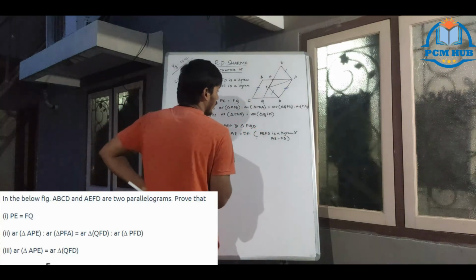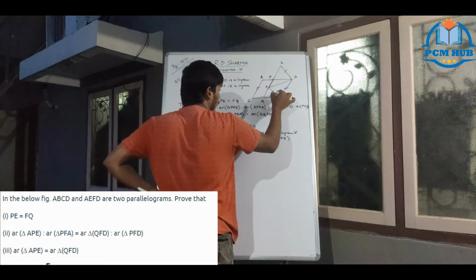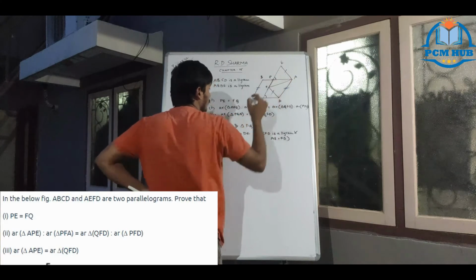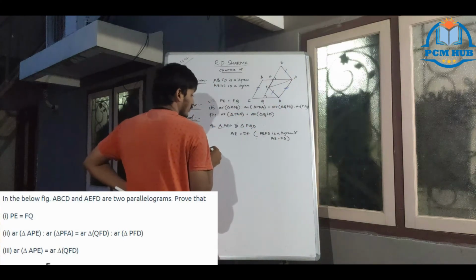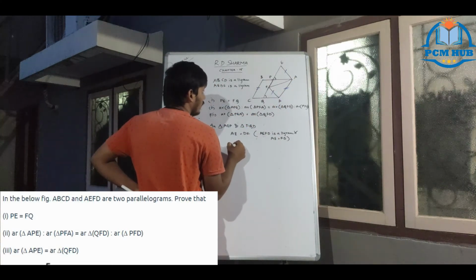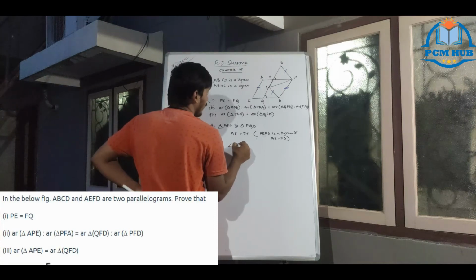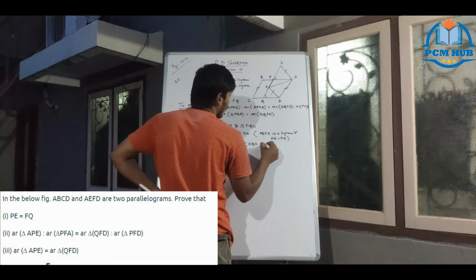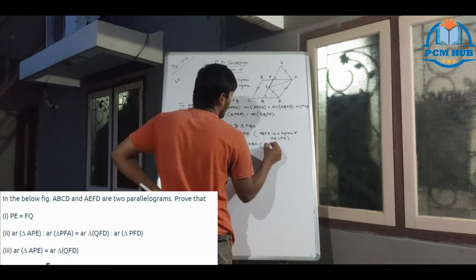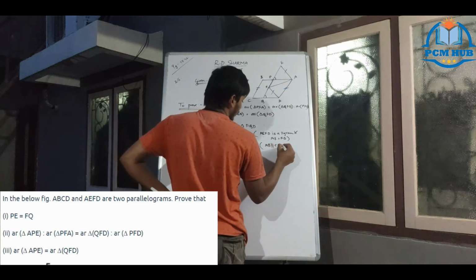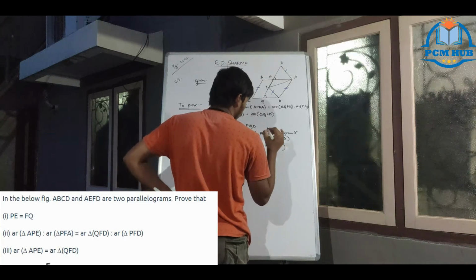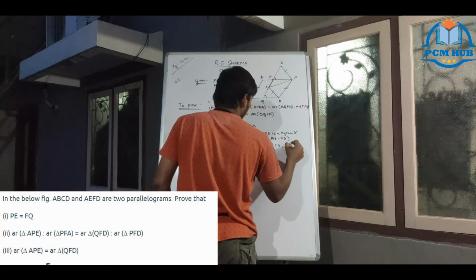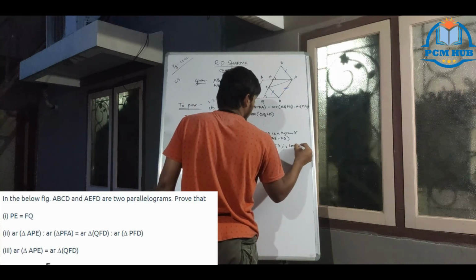Right? Next, we take an angle here. These two angles are corresponding angles, no? Angle APE equal to angle DQF. AB parallel to CD. Therefore, corresponding angles.